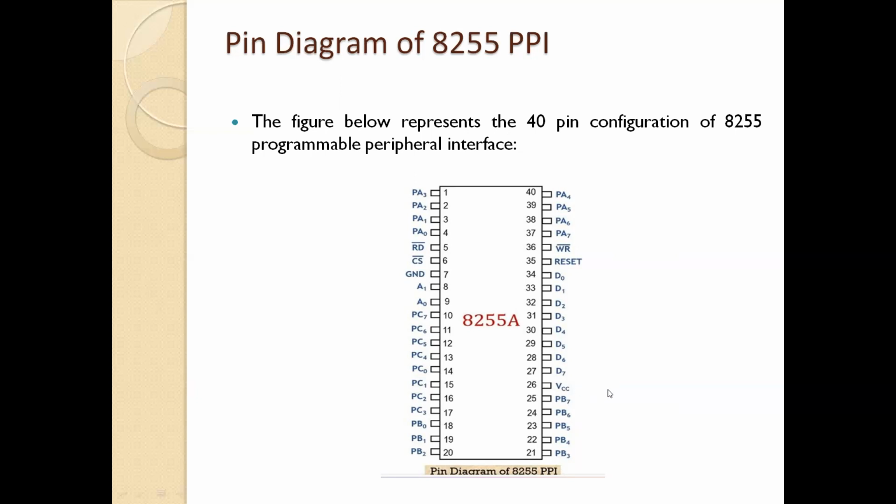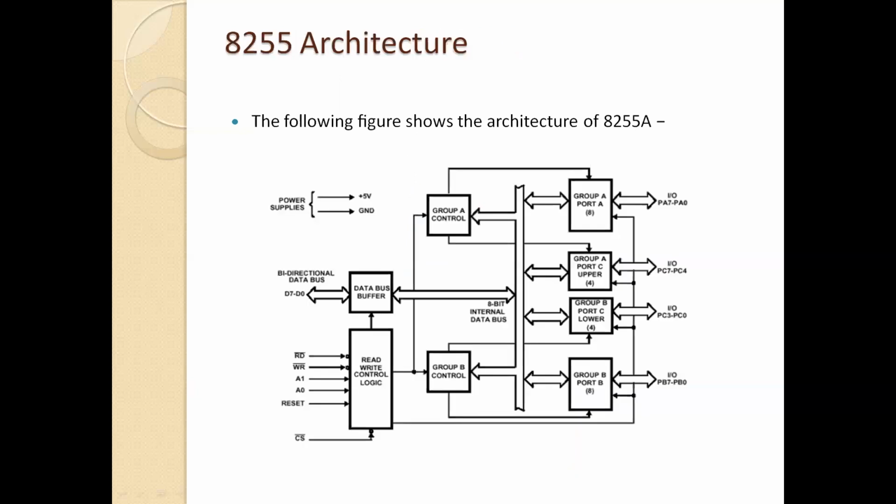Further, in the block diagram of this 8255 PPI, we will see the functions of each and every block in detail. In the functional block diagram of the 8255 PPI, you can see that there is a data bus buffer block. This block is connected through the bidirectional data bus pins, D0 to D7, to the data bus of the processor.